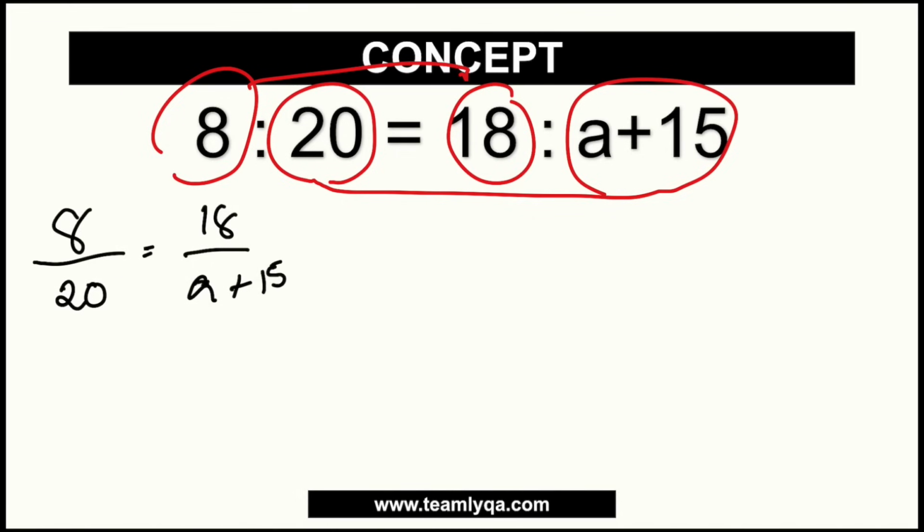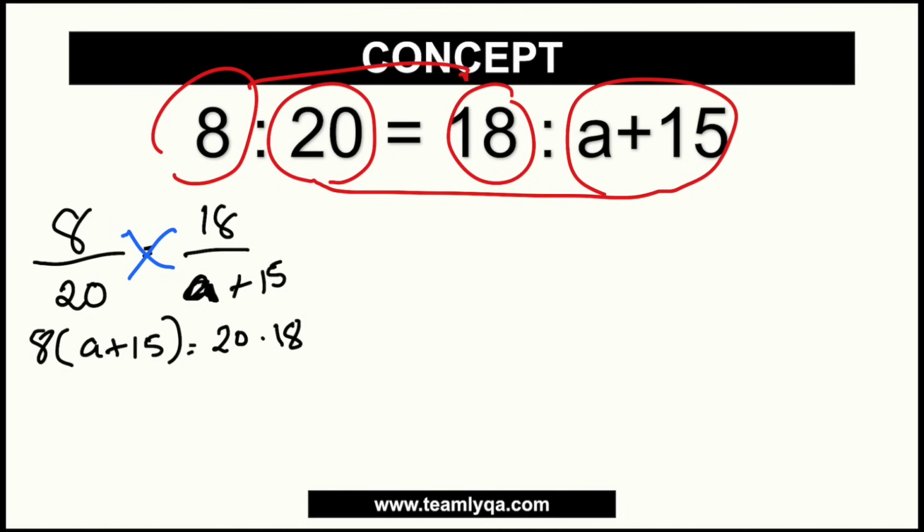Now, dahil ito ay meron tayong variable na a, pag cross multiply ko siya, ang mangyayari dyan would look like this. 8 times a plus 15 is equal to 20 times 18. And this is where people get stumped. Kasi kung isosolve ko to using algebra, i-multiply, i-distribute ko pa yung 8. So 8 times 15, and then solve ko pa yan.